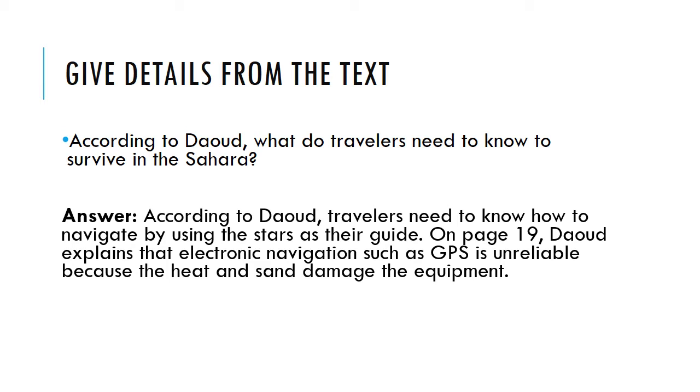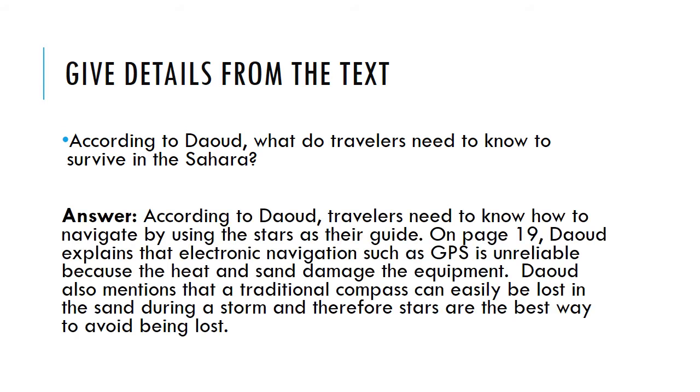Hopefully you said no. We do need at least one more detail. This is what I found. Dowd also mentions that a traditional compass can easily be lost in the sand during a storm, and therefore stars are the best way to avoid being lost. Typically, you really do want to use at least 2 details to back up your answer.